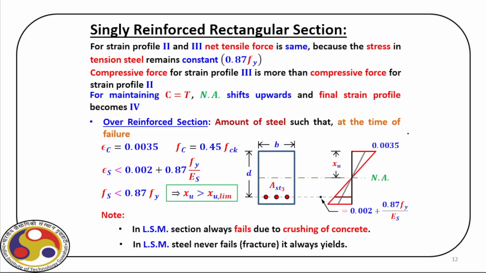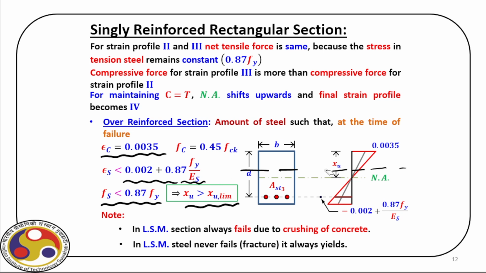Okay. Now in case of an over-reinforced section, let us see what happens. In case of an over-reinforced section, we have epsilon c, which is 0.0035. Then epsilon s is actually less than the limiting value of strain in steel. And because it is less than the limiting value, the stress in steel is also less than the limiting value. And in that case, XU is greater than XU limit, right? So if we have, this is the XU, our XU limit will be somewhere here.